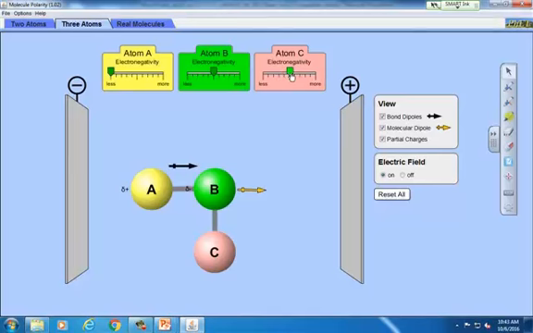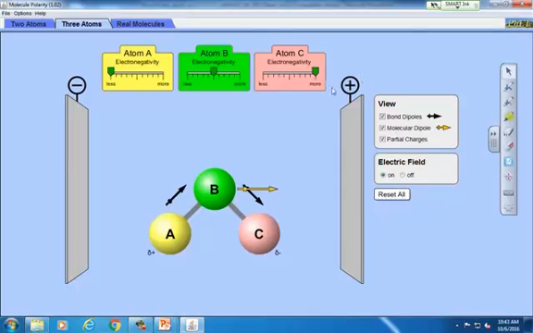If I make C even more polar, again, you see the overall arrow is changing. So now this is my primary area of negative, and this is my primary area of positive, so overall the arrow is going from positive to negative, from left to right.